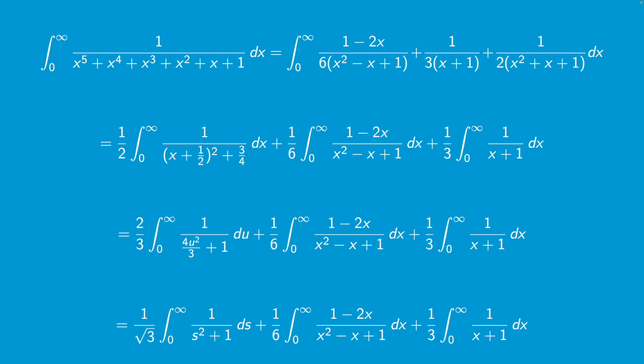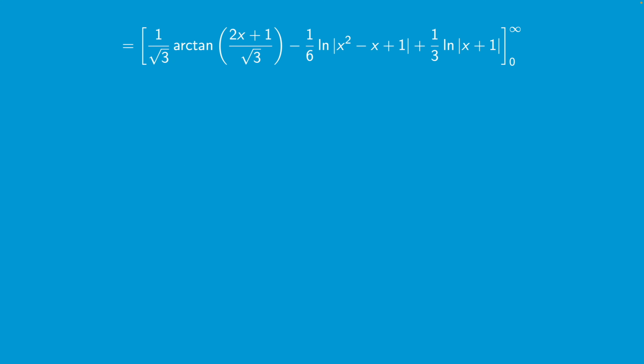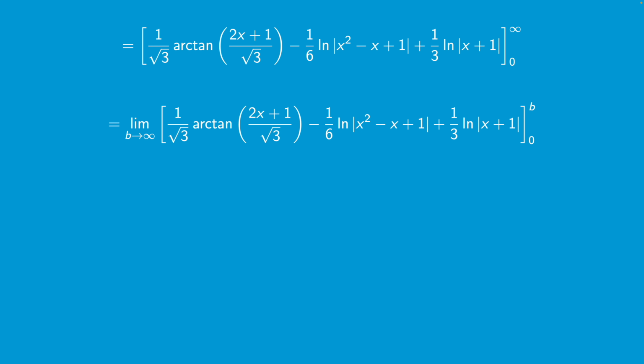This middle guy is negative ln of the denominator, since the top is the negative of the derivative of the bottom. And our last guy is just ln of x plus 1. And so we do that and unwind our substitutions. And now we evaluate our limits by looking at what happens when b goes to infinity. And so plug those guys in.